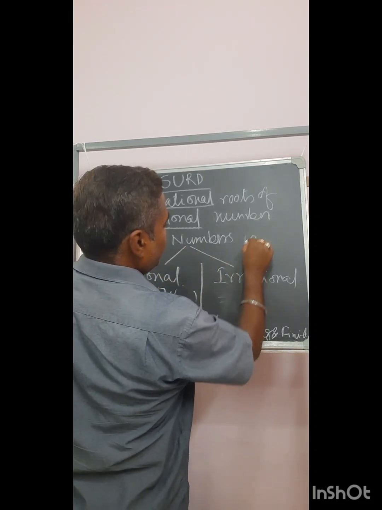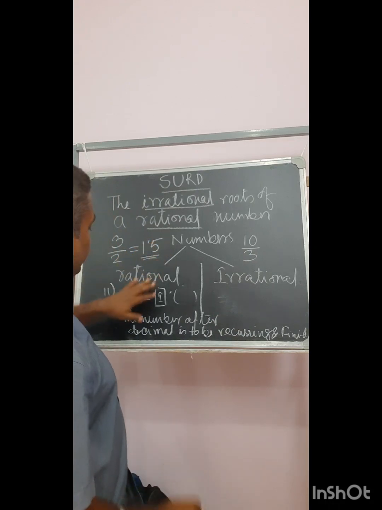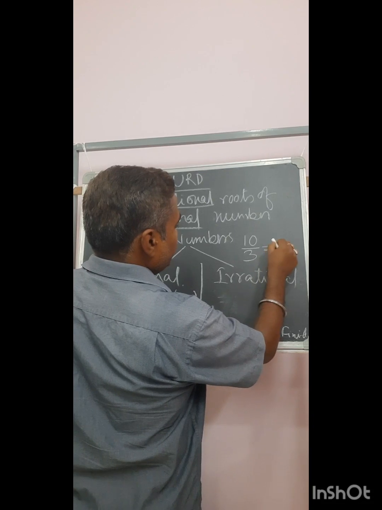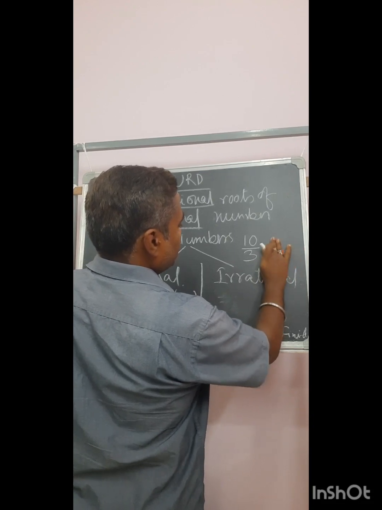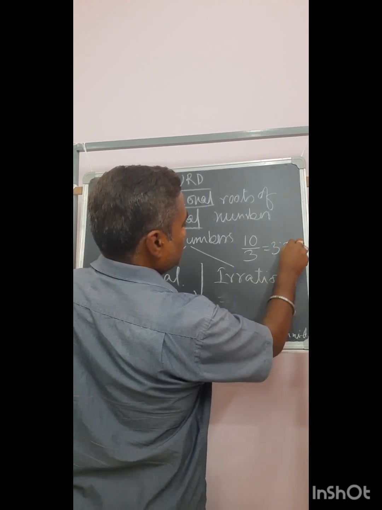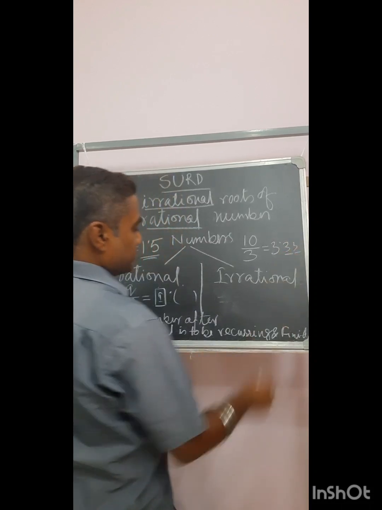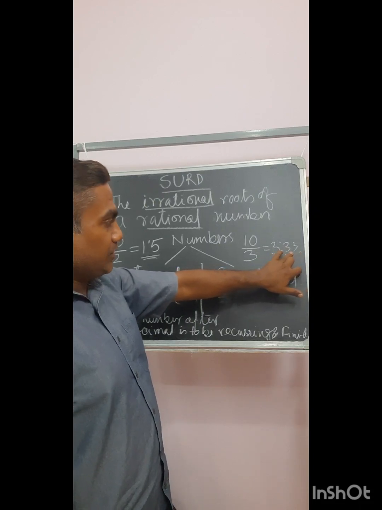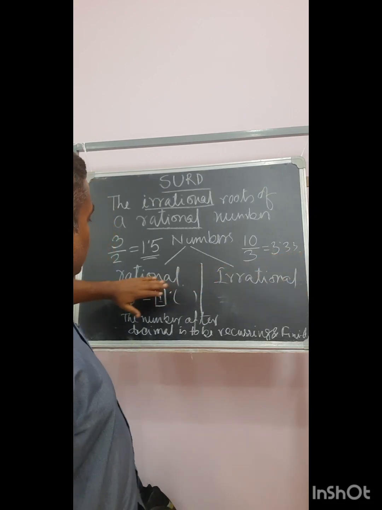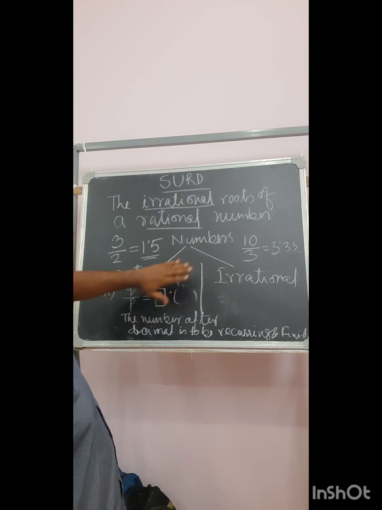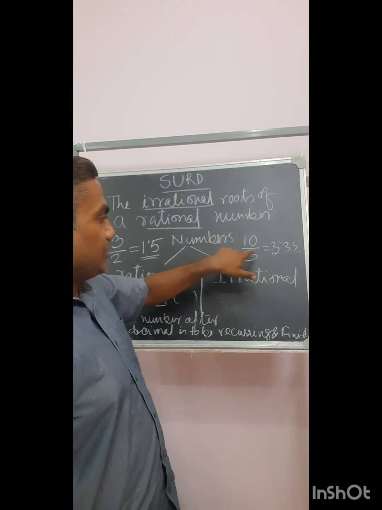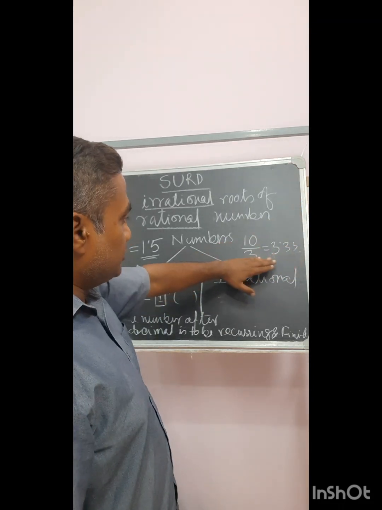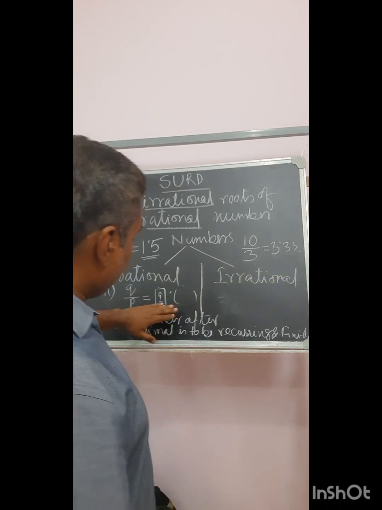And if at all it is repeated, in some cases, say 10 upon 3, which is also a rational number, if I divide, that would come 3.33. So these numbers are recurring. That means the same number is repeating. So this kind of number also comes under the group of rational numbers. 10 by 3 is 3.333, and that way it will continue.